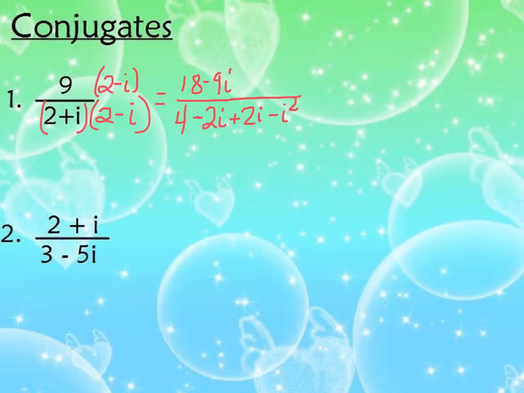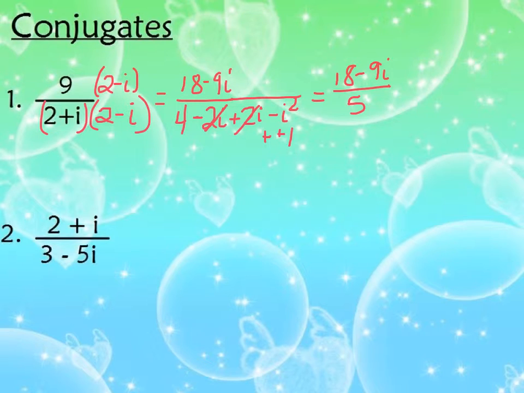So remember, the reason we do the conjugate is because the outer and inner always drop out, and so the i is going to go away. And this is really a minus negative 1, so that's going to become a positive 1. So I end up with an 18 minus 9i over 5.